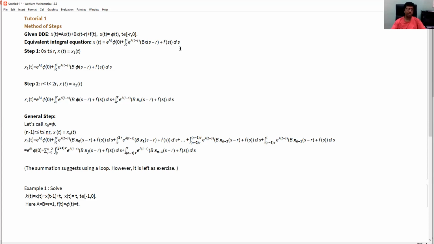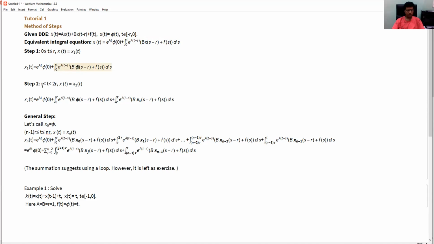In the first step, we consider t in 0 to r. We call x of t solution as x1 of t, and it is given by the same integral equation where we replace the term x of s minus r by phi of s minus r. We may call this phi as x0.